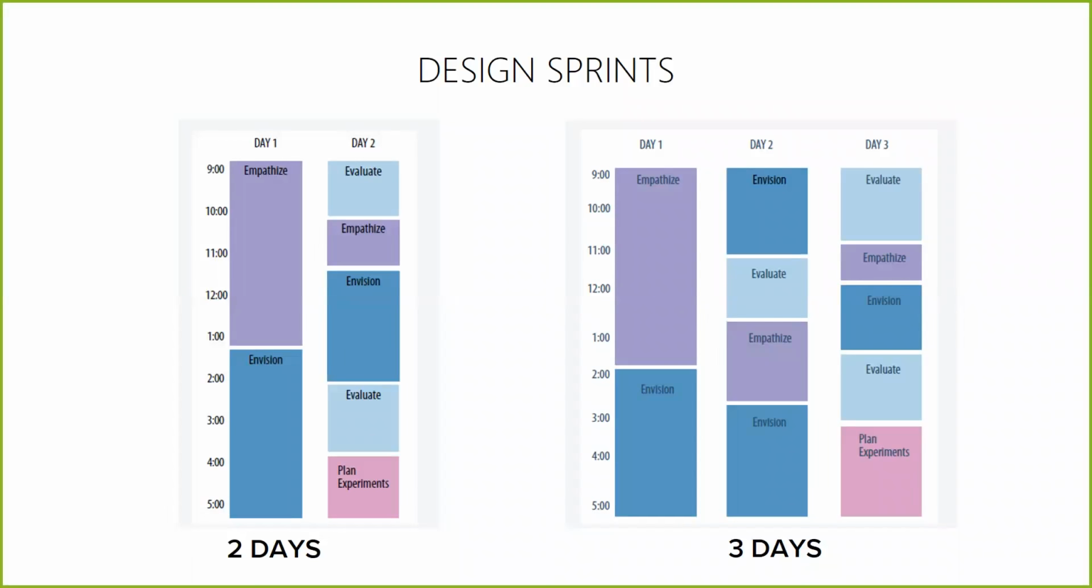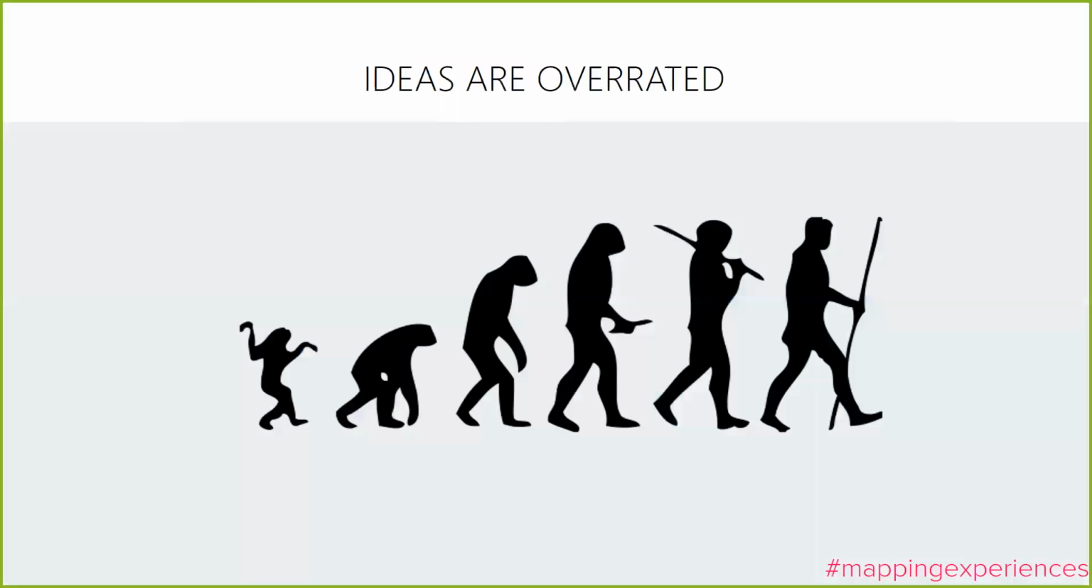And you can even go through that cycle: empathize, envision, evaluate. You can go through that multiple times, even in just 2 or 3 days. So integrating, bringing these things together, mapping experiences and design sprints, and even ideas like lean as well, because what we want to then do is plan experiments.